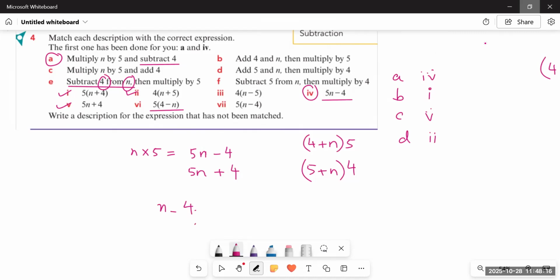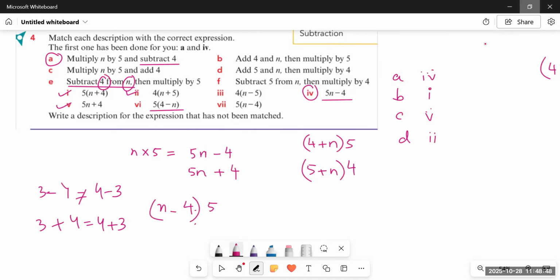Subtract 4 from n. And always remember 3 minus 4 is not equal to 4 minus 3, as in addition, 3 plus 4 is equal to 4 plus 3. That's the commutative law, which applies to addition and multiplication, not to subtraction or division. So you cannot write 4 minus n and say that both are equal. No, 4 minus n and n minus 4 are not equal to each other. So it's actually n minus 4 and then we have to multiply it by 5. So it becomes bracket 5.